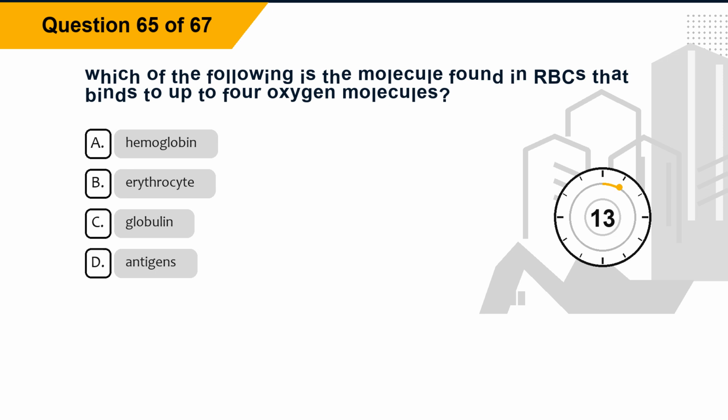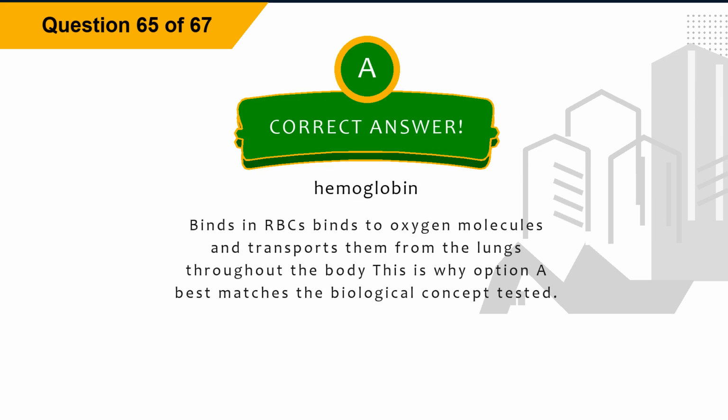Question 65. Which of the following is the molecule found in RBCs that binds to up to 4 oxygen molecules? Option A. Hemoglobin. Option B. Erythrocyte. Option C. Globulin. Option D. Antigens. The correct answer is option A. Hemoglobin. Explanation. Hemoglobin in RBCs binds to oxygen molecules and transports them from the lungs throughout the body. This is why option A best matches the biological concept tested.